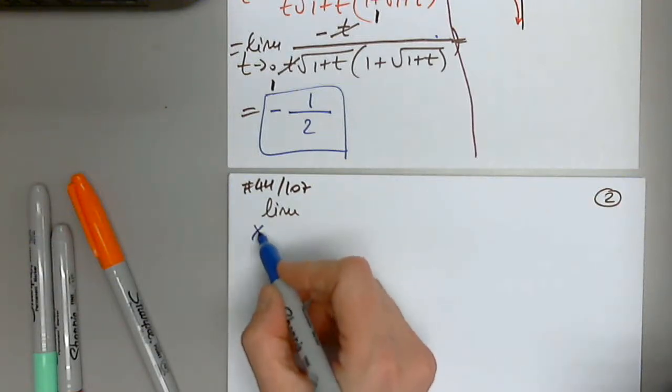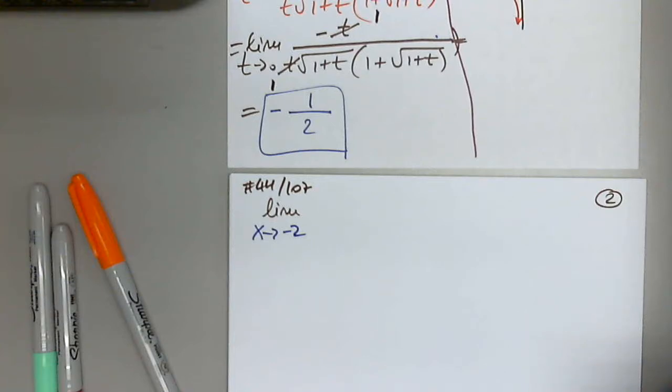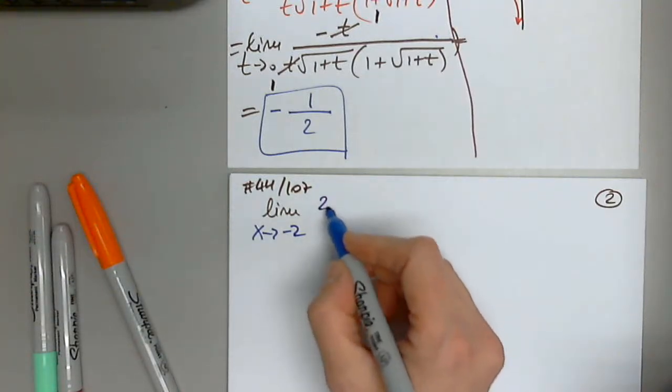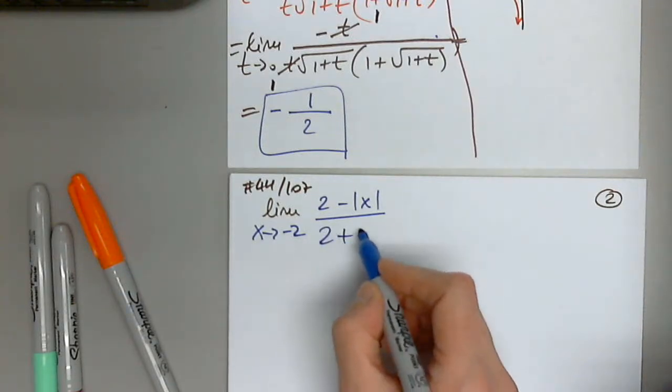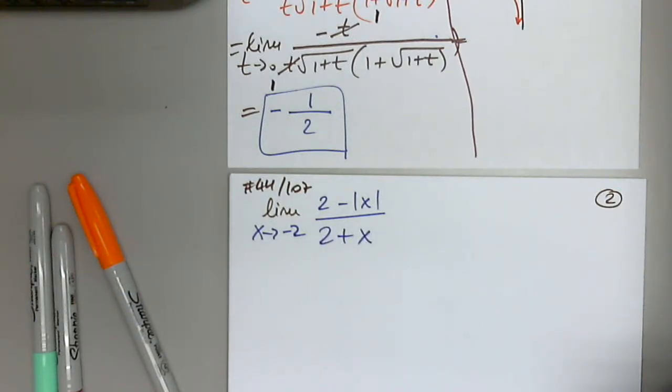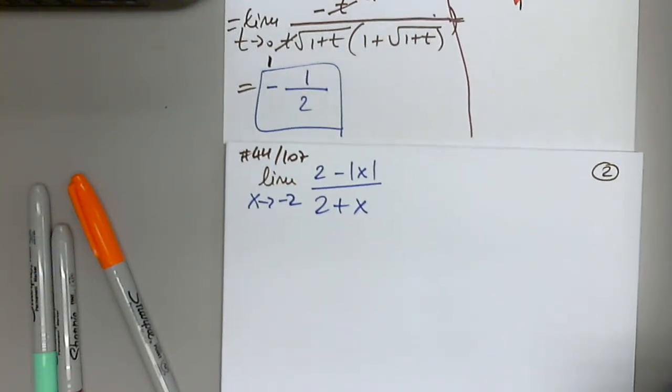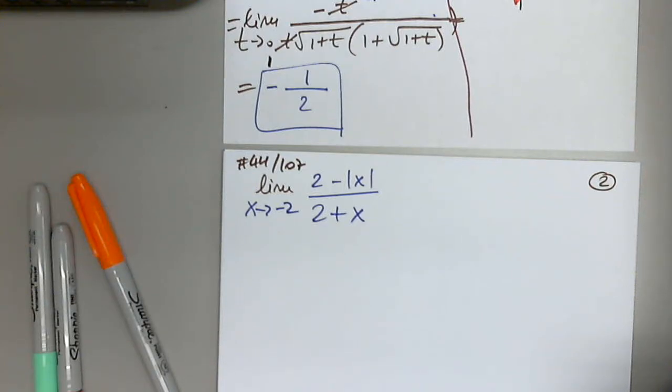So x approaches -2 from either side, of 2 minus the absolute value of x, everything divided by 2 plus x. Ready? Okay. So where is the starting point? And no, I can't plug it in just now. I have to simplify this function fully. Don't even look here. Just look at the function and say, where do we start? Which part do I have to start with?